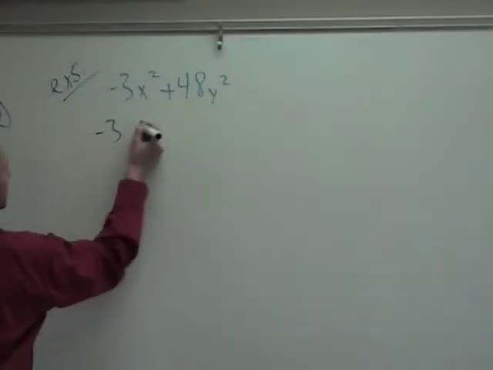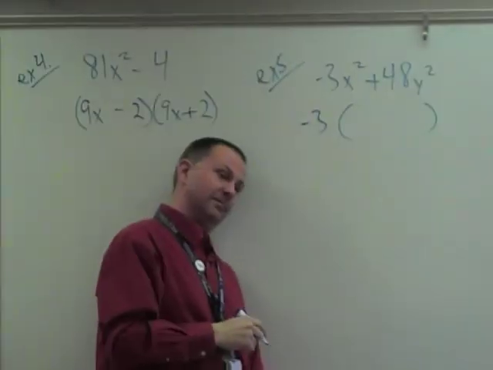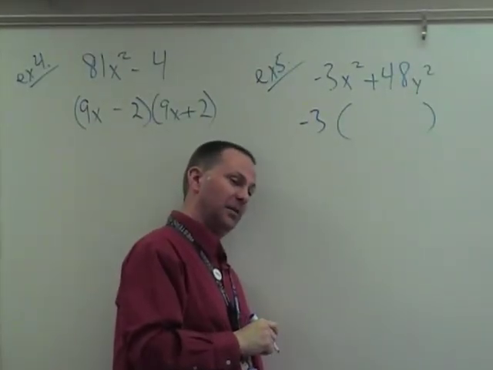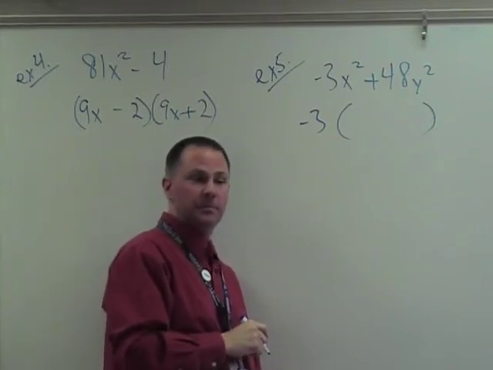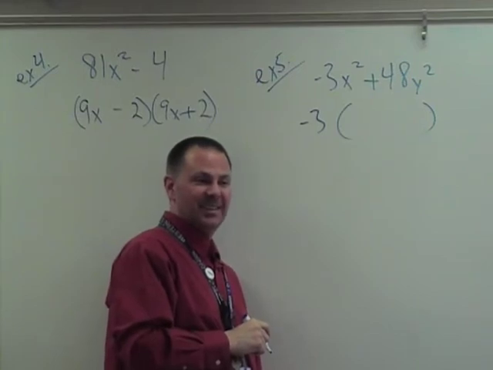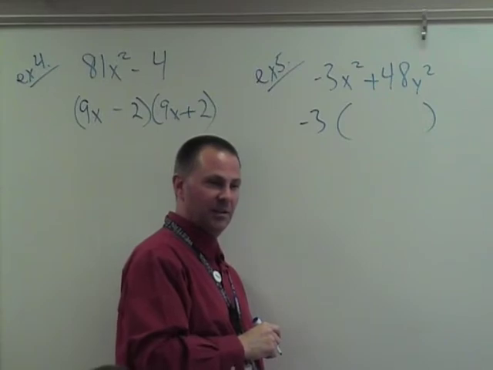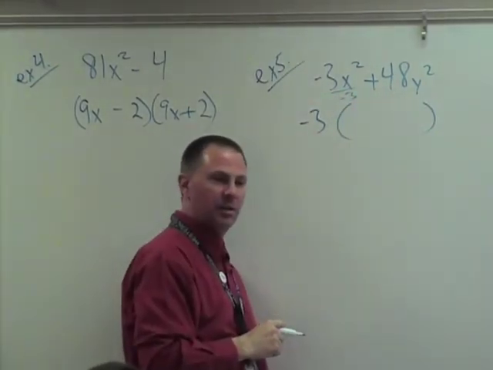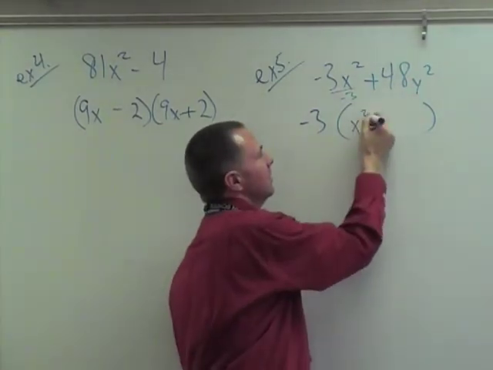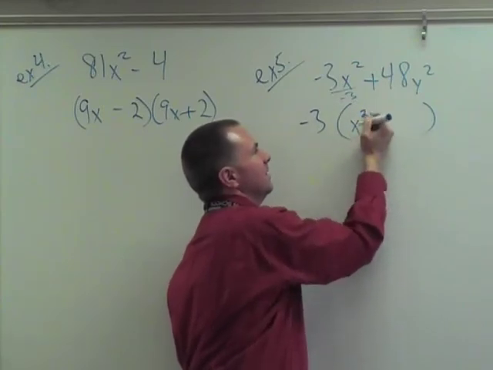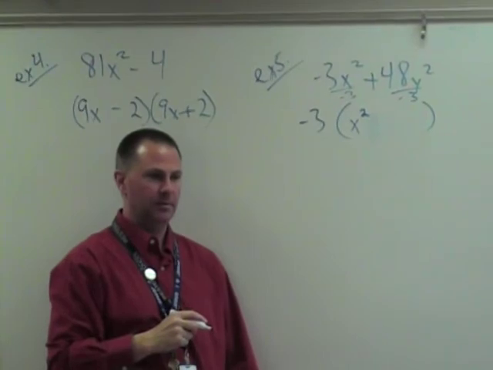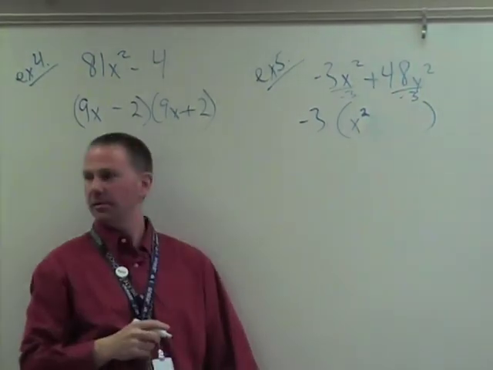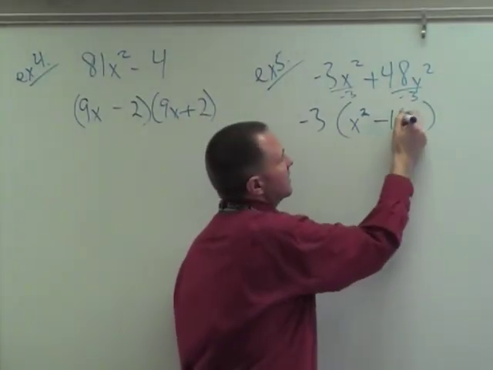Can I factor anything out of those two terms? How about a -3? What does that give me on the inside? If I factor out a -3, what's left? Remember, that means divide. What is -3 divided by -3? 1. Okay, so if I divide this by -3, what would my answer be? X squared. So if I divide this by -3, what do I get? What times 3 will give me an 8? It's a bigger number. 16. -16 here. So I have a -16y squared there.